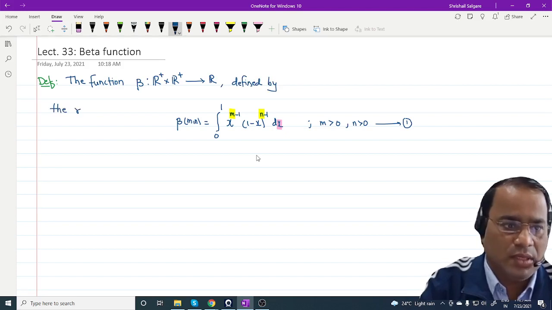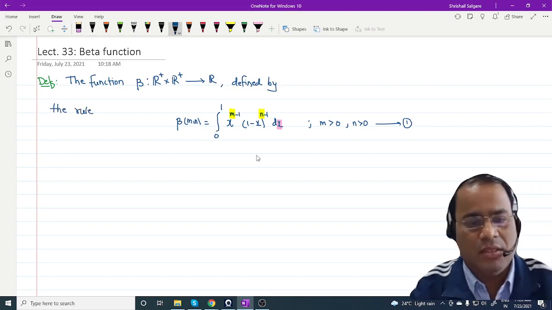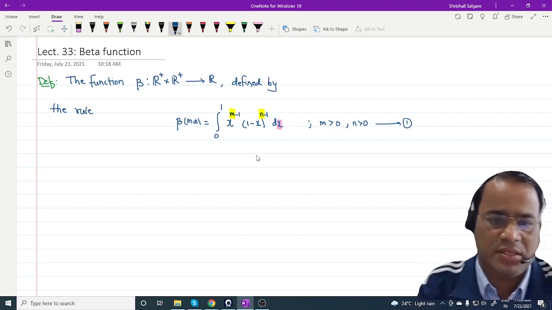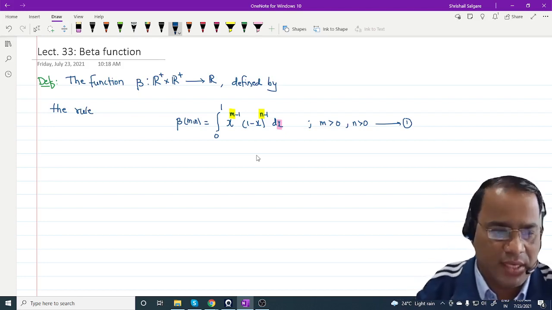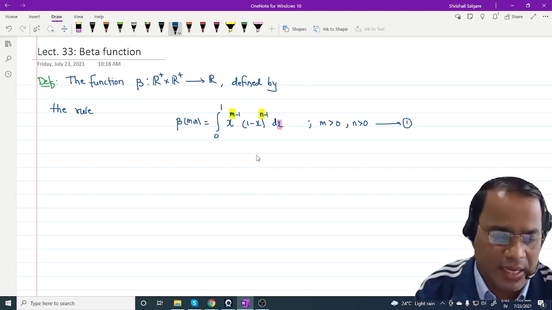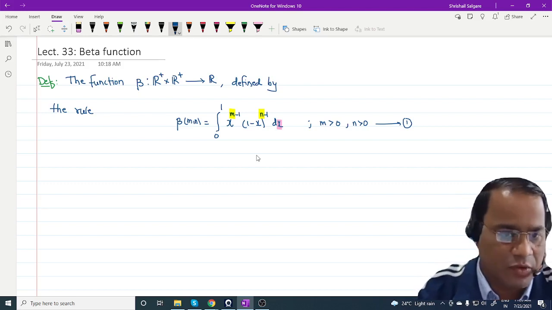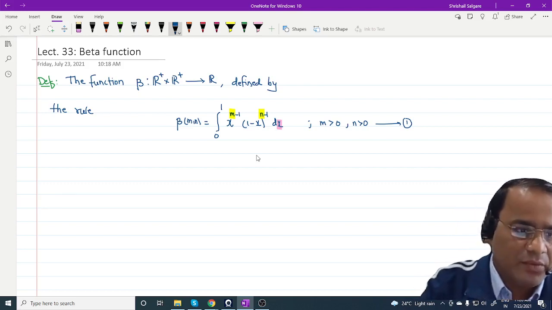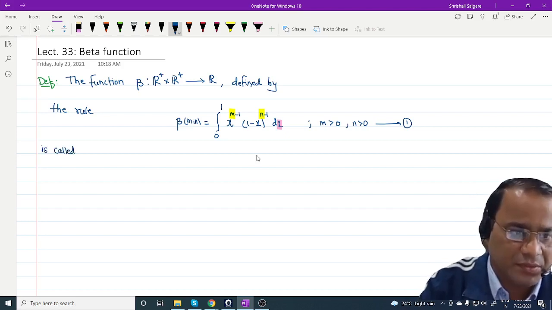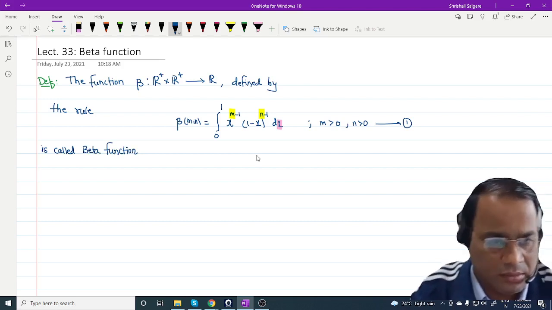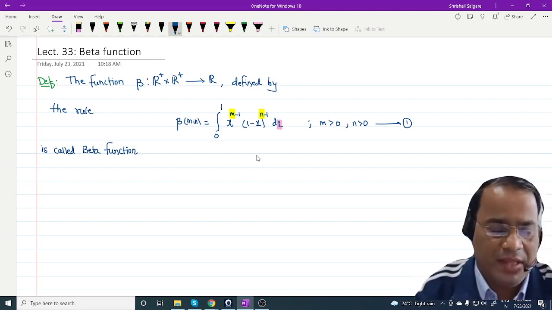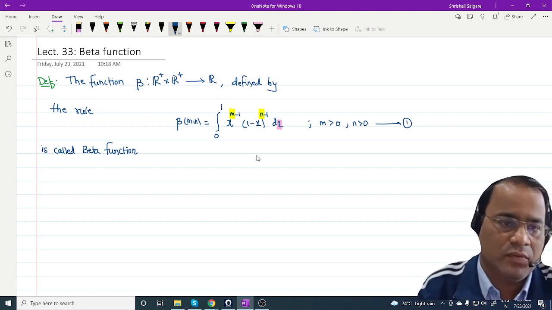What is the rule? That rule is given by the integral 0 to 1 x raised to m minus 1 into 1 minus x raised to n minus 1 dx, where m and n are positive real numbers. If you are taking negative values, then don't take negative integers. For others also it may be defined. And this is called the beta function. Now in the same manner, these are nothing but special kinds of integrals. If you define the limit and kernel, that converts to the second form.